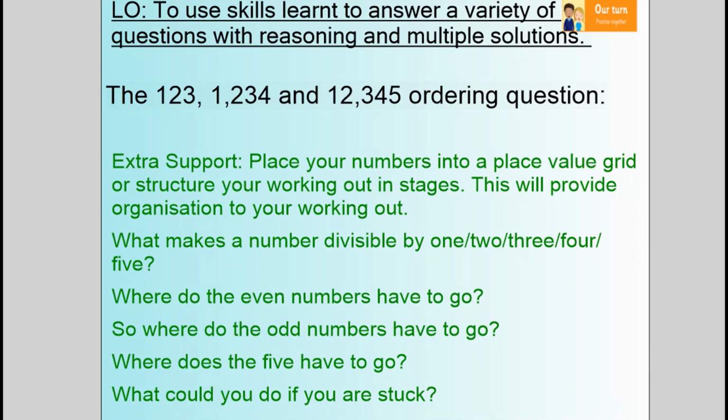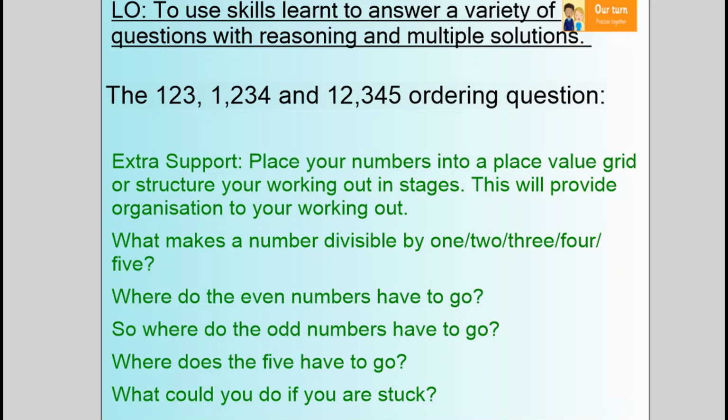So this is extra help for the 1, 2, 3 ordering question. You could place your numbers into a place value grid or structure, and work out in stages. This will provide organisation to your working out. So you could have your first 3-digit number, then your 2-digit number, then your 1-digit number. Same with your 4 and your 5-digit number.